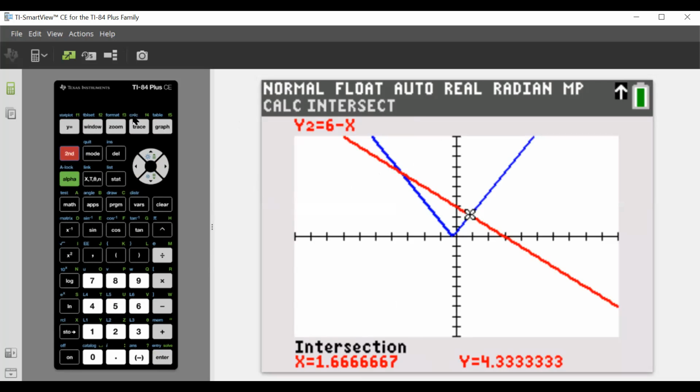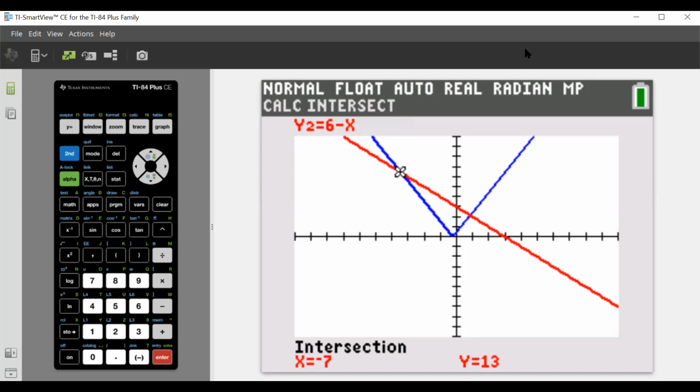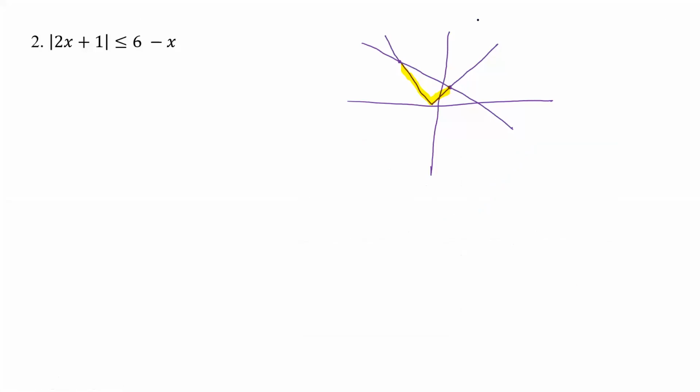Now let's do our other one. And we get 5. Now we're going to go all the way up here. Oh, yeah. First curve, second curve. That's my guess. Negative 7, 13. All right. So that one's an easy one. So I have negative 7, 13.